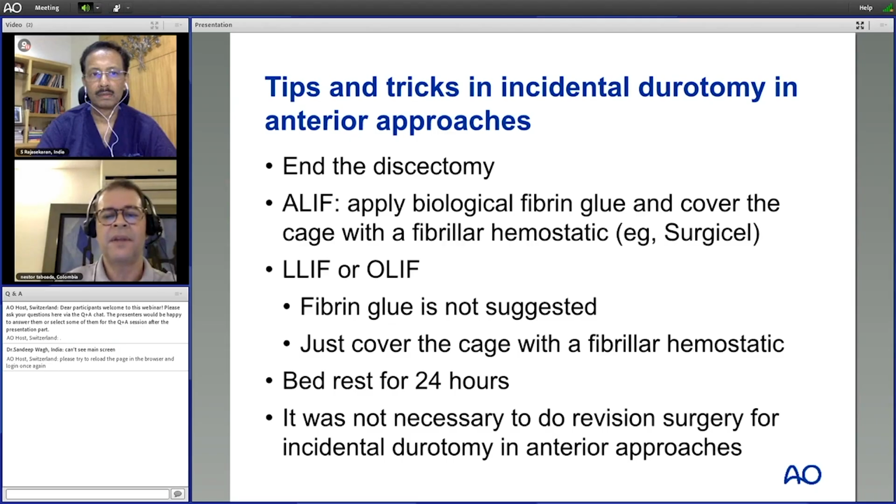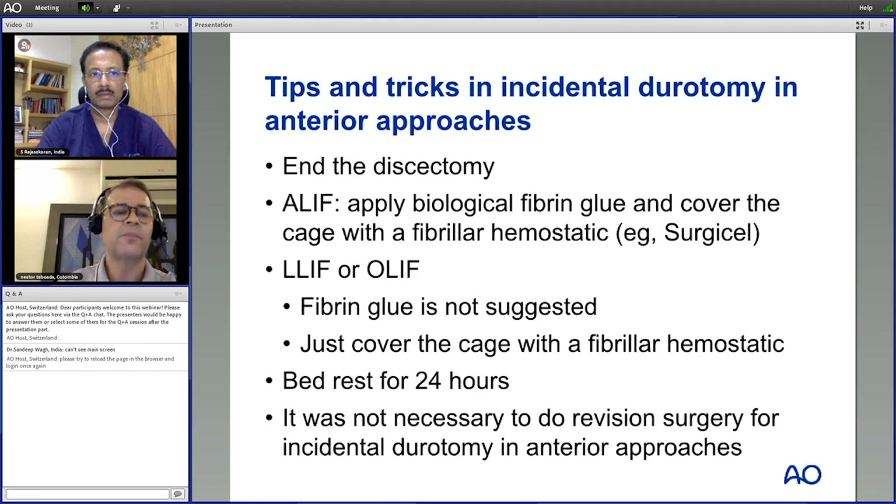Nevertheless, we have tips and tricks for incidental durotomy in the anterior approach. The first step, you must finish the discectomy, in the case of the ALIF, and apply biological fibrin glue near the dural sac. Then you can position the cage, covered by a fibrillar hemostatic, which helps to contain the fistula and is reabsorbed at 2 weeks without interfering with the fusion.